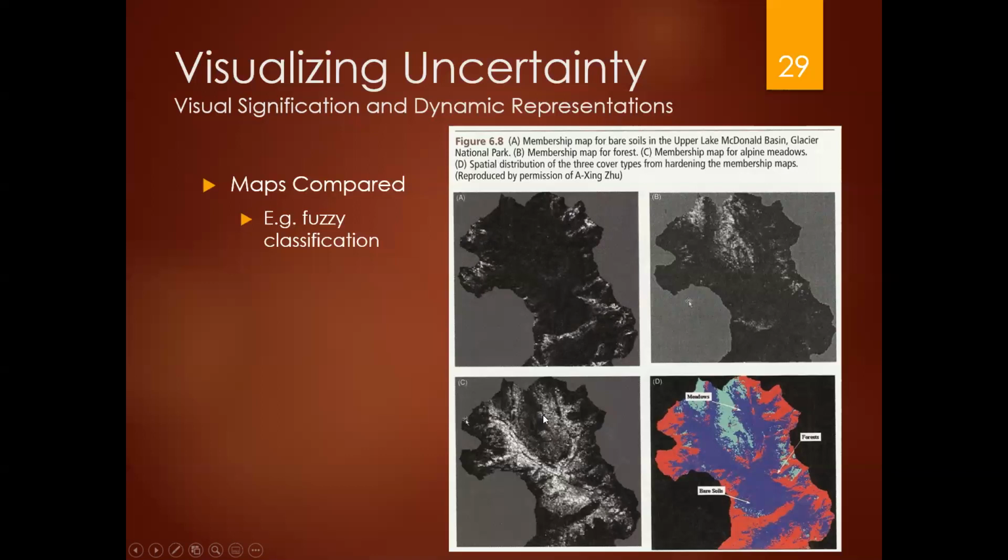Okay, so let's check out the membership map for alpine meadows, vegetation. So it makes sense, right? For those areas where bare soil cannot be found, they are covered by vegetation. Okay, so the output of fuzzy classification is actually images, right? And for each image, each pixel is giving you uncertainty information through something called membership value. The higher the membership value for a specific land cover type, the lower the uncertainty for that land cover type.